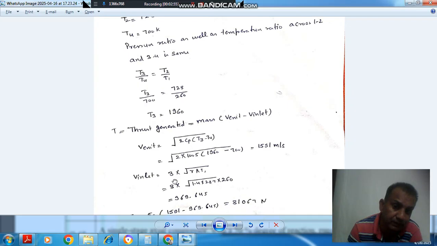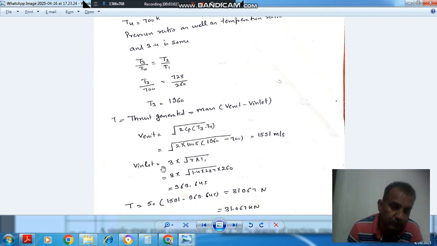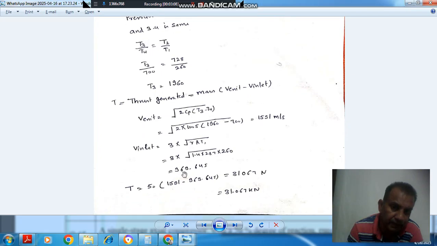Inlet Mach number is given as 3, and from the inlet temperature we can calculate the inlet velocity. Sonic velocity multiplied by Mach number will be your inlet velocity, so that is 969.645. Now the exit velocity is known, inlet velocity is known, and mass flow rate is 50 kg per second. So thrust comes as 31067 Newton, or 31.067 kilonewton.